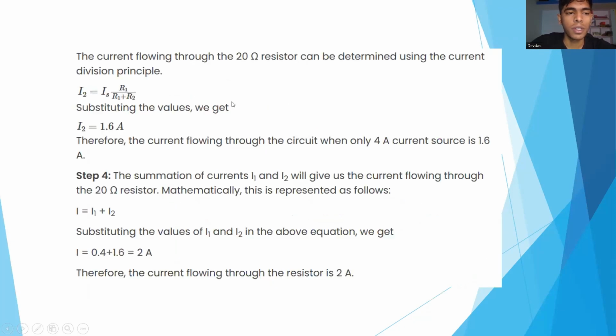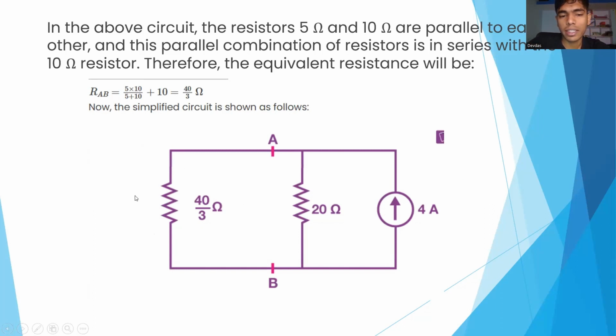So we get I2 after calculating. We get the total resistance over here as 40 by 3 into 20 by 40 by 3 plus 20, which is the total resistance for parallel resistors. So we have the current, we have the resistance, so we can find the voltage. V is equal to IR. Using Ohm's law, we get the voltage, and using that, we can find the current flowing through the 20 ohm resistor.